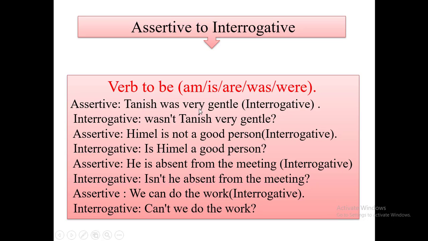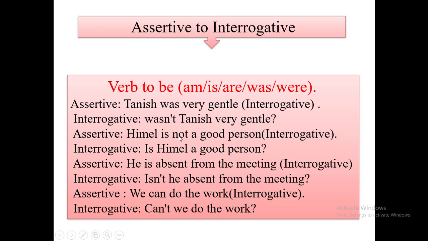Assertive: Tanish was very gentle. Make it interrogative. It is an assertive sentence, but its sense is affirmative, and if you want to make it interrogative, you have to make it negative interrogative. Was is an auxiliary verb. When you find an auxiliary verb in a sentence, you have to move the auxiliary verb to the first position of the sentence. After that, you have to write the subject Tanish, and the rest of the sentence remains as it is, and at the last of the sentence you have to put a note of interrogation, I mean question mark. So our sentence will be, wasn't Tanish very gentle?